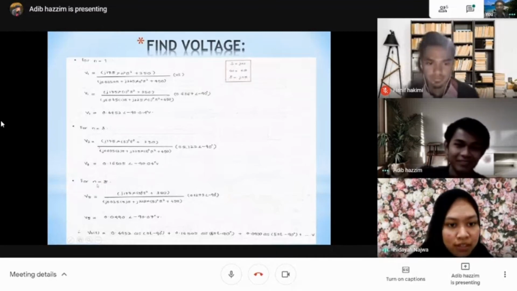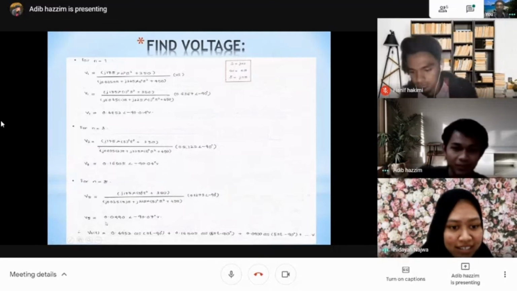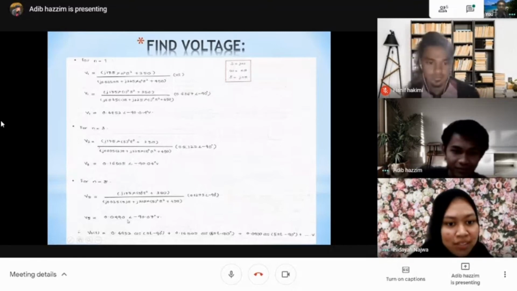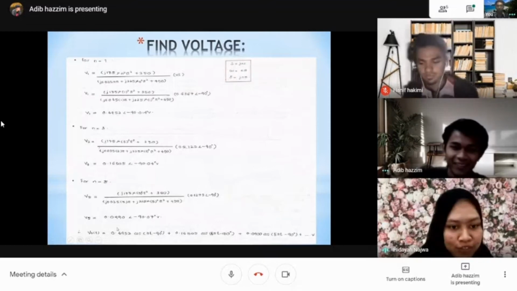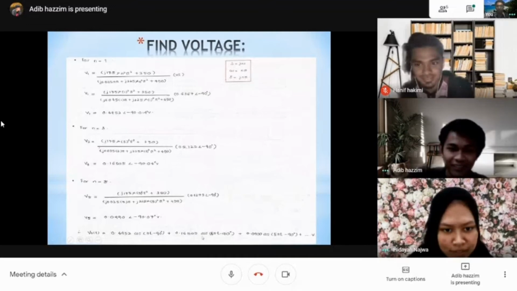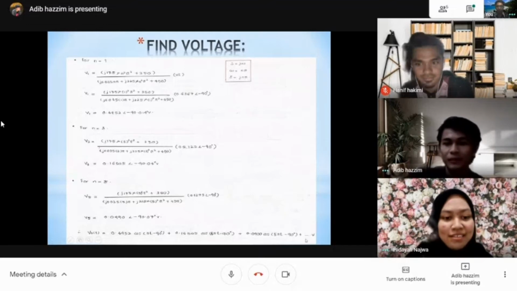So for N5, the Vs is 0.1273 with degree negative 90, and the answer is 0.0990 negative 90.07 degree volt. Okay, so we will rewrite the equation for V naught T: 0.4952 cos pi T minus 90 degree plus 0.16505 cos 3 pi T minus 90 degree plus 0.0990 cos 5 pi T minus 90 degree.